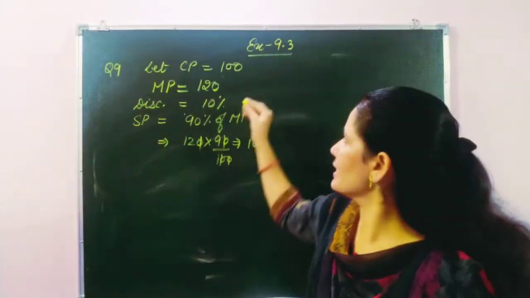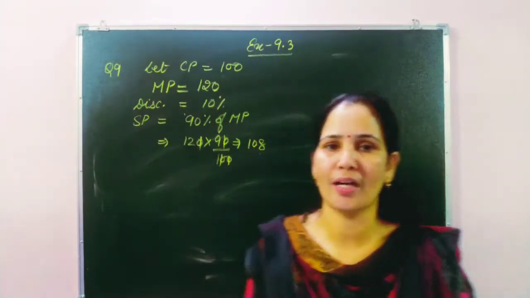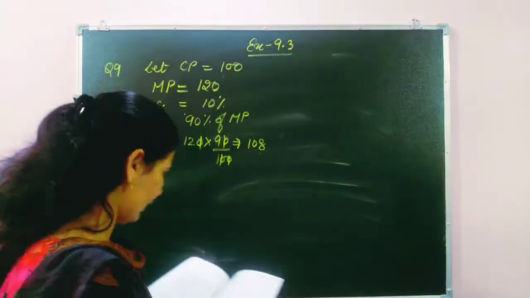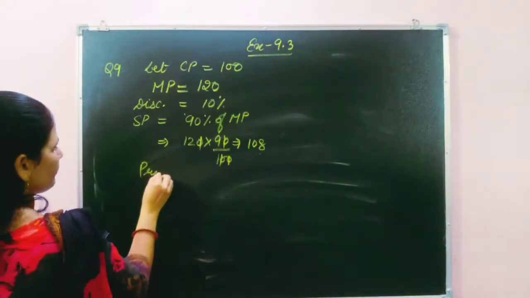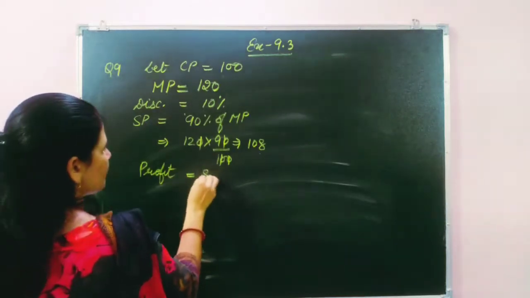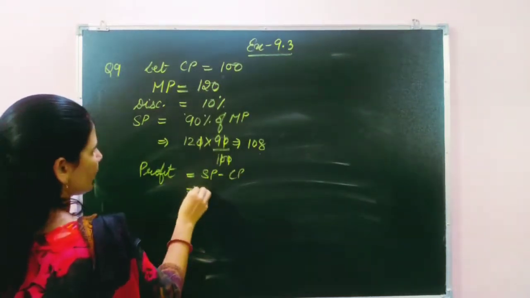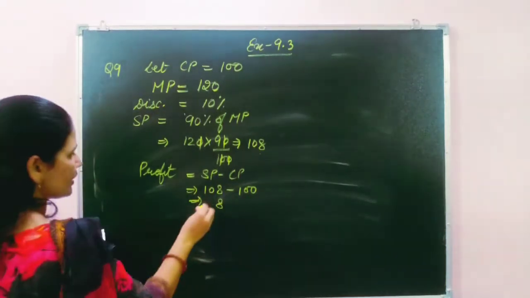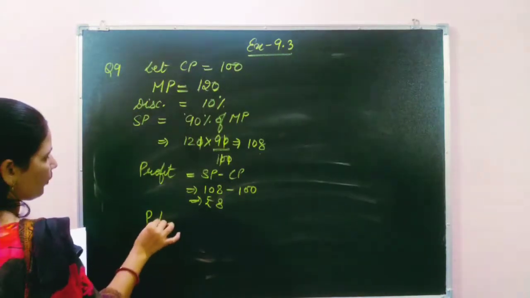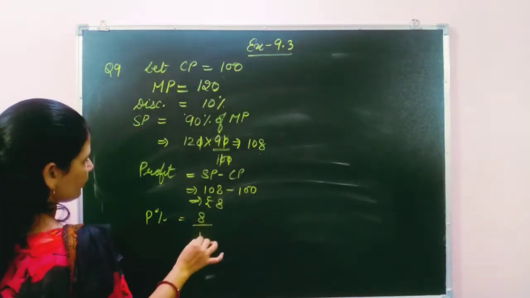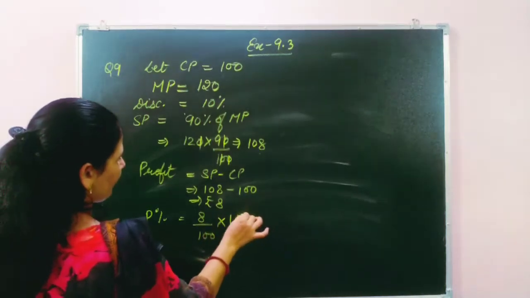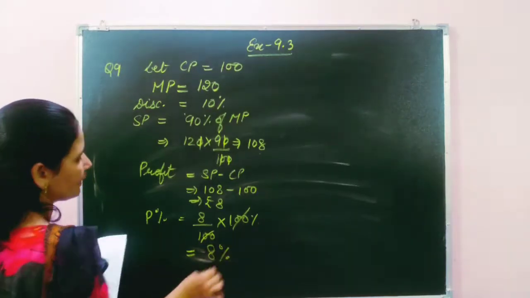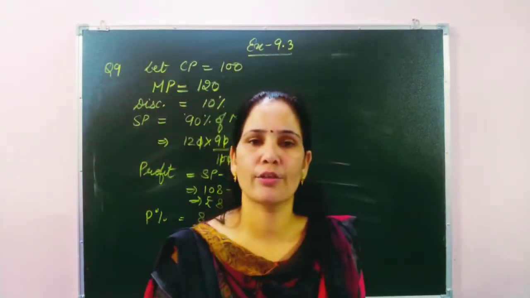So here the cost price is 100 and the selling price is 108. The selling price is more than the cost price, so we get a profit. And how much profit? SP minus CP, that means 108 minus 100, that means rupees 8 profit. If you find the profit percentage, 8 divided by CP 100 and multiplied by 100%, 100 cancels by 100. Now the dealer gets 8% profit on this transaction.